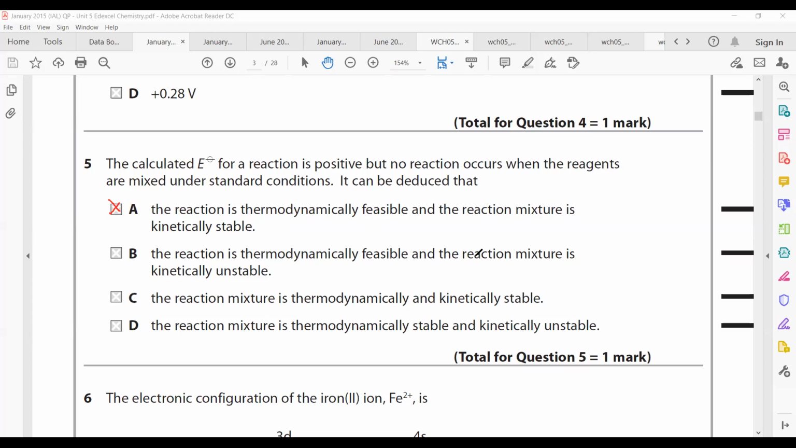Reaction is thermodynamically and the reaction mixture is kinetically unstable. If it's unstable, it should react. The reaction mixture being thermodynamically stable, that's wrong. And the other statements are totally wrong. So A is the right answer.